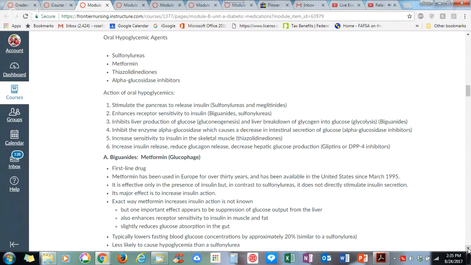Thiazolidinediones increase insulin sensitivity, reduce glucagon release, decrease hepatic glucose production, such as gliptins or DPP-4 inhibitors.